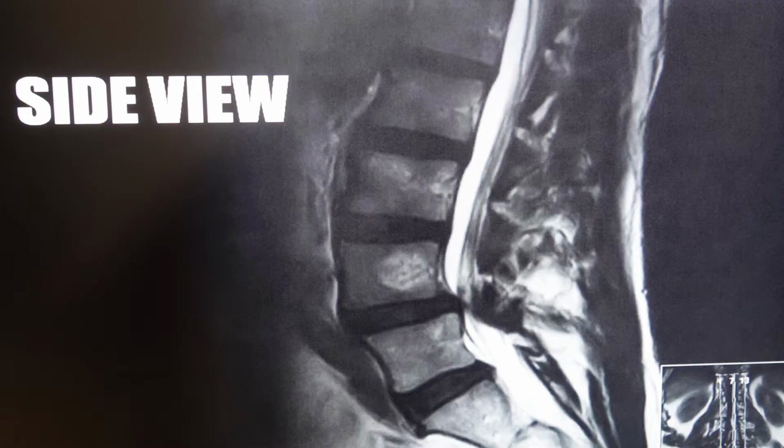This is an MRI of the lower back, and we're looking at it from a side view. So down here is the tailbone, and then there are 5 bones of the lumbar spine. This is the 5th lumbar vertebra, the 4th lumbar vertebra, 3rd, 2nd, and 1st bone. In between the bones are the dark spaces, which are the disc.